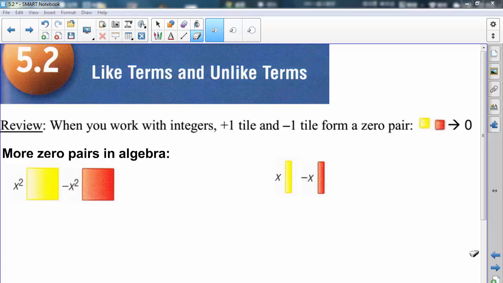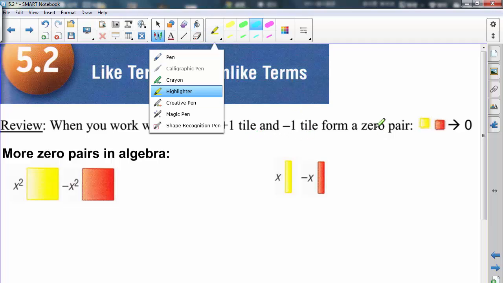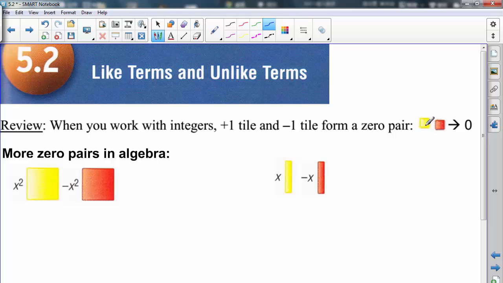Today we will talk about like terms and unlike terms. Let's recall what we learned in Math 8. When you work with integers, the positive one tile and the negative one tile form a zero pair. The little yellow square with the little red square, they cancel out, so this is a zero pair. In algebra, we have more zero pairs.